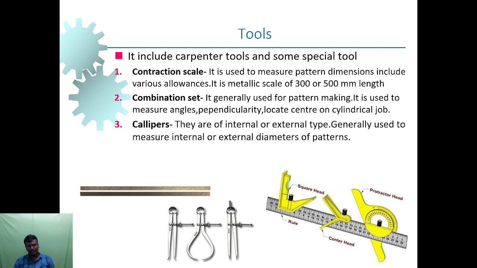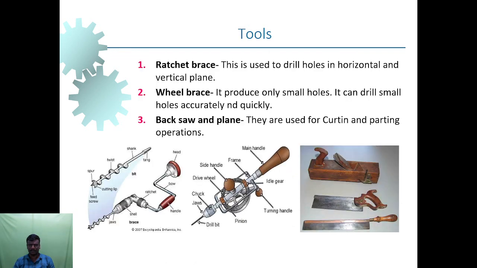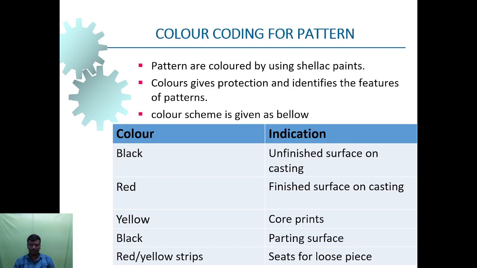Calipers are of internal and external type, generally used to measure the internal and external diameter of patterns. And the ratchet drill press is used to drill holes in horizontal and vertical planes. The wheel drill produces only small holes. It can drill small holes accurately and quickly. Backsaw and plane are used for cutting and pattern operations.